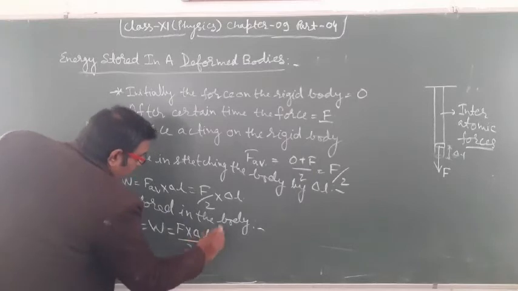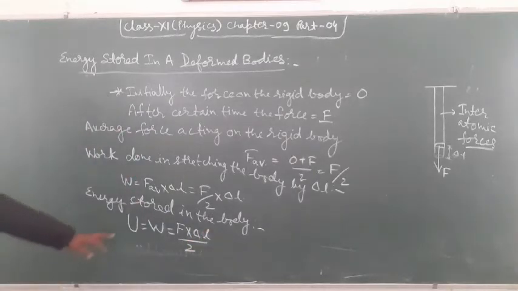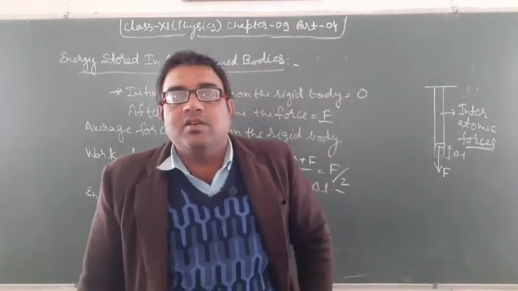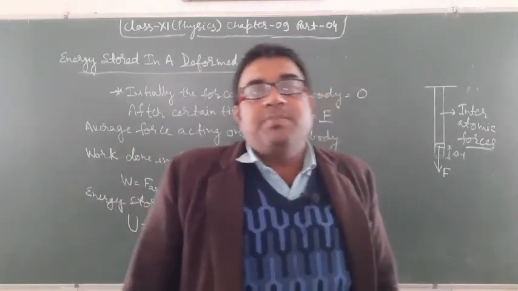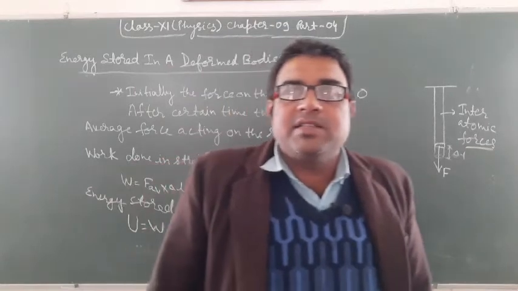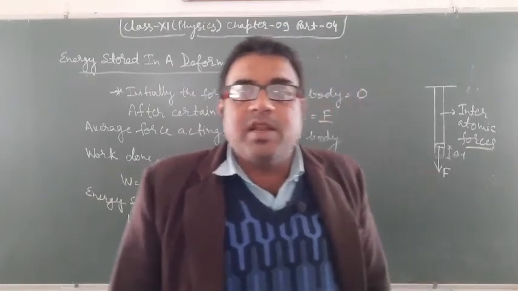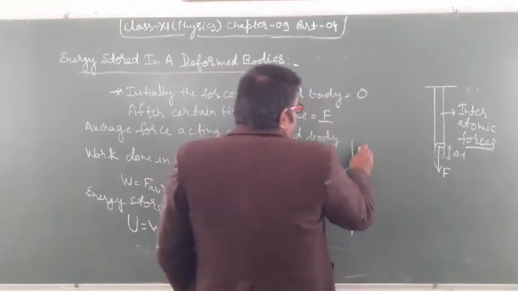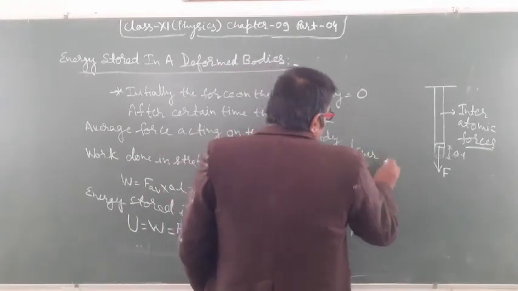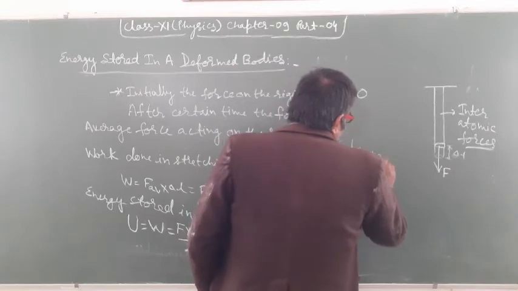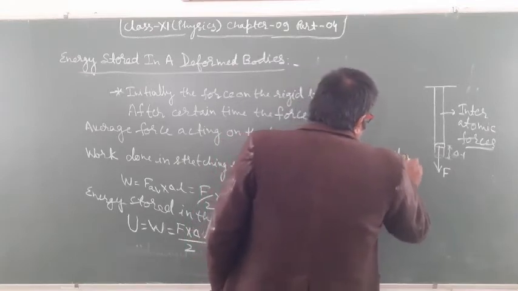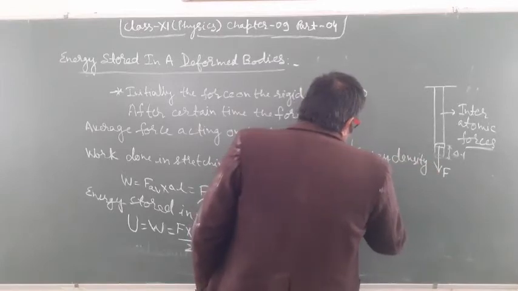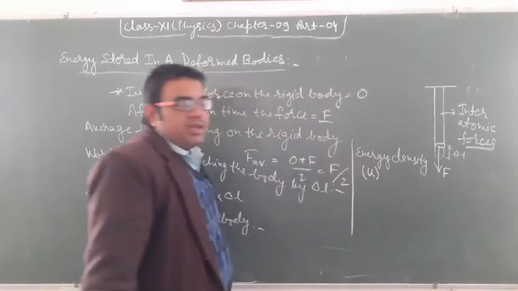We have to find out the energy density, and energy density is what? Energy density is equal to energy per unit volume. As you know, mass density is mass per unit volume. Similarly, energy density is energy per unit volume. So energy density you have to calculate, and I am denoting it by a small u.